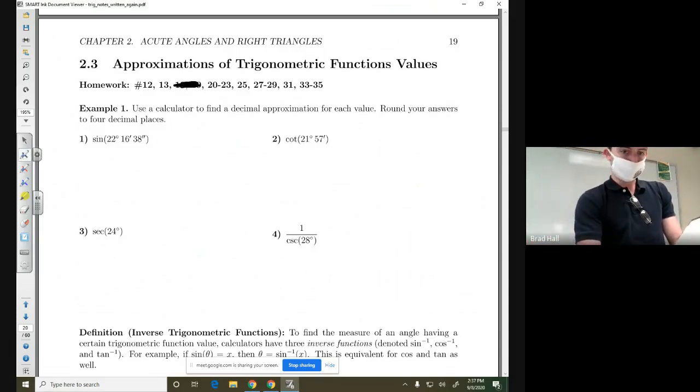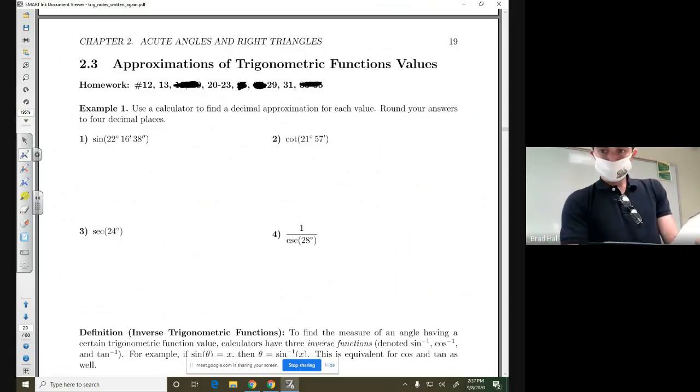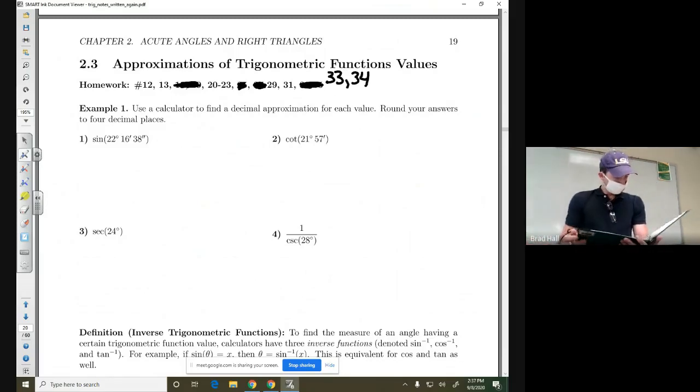16 and 19, they're just gone. 25, gone. 27 and 28 are gone. So just 29. And then 33, 34. So instead of 15 problems, it's 1, 2, 3, 4, 6, 7, 8, 9, 10. There, so 5 less problems.